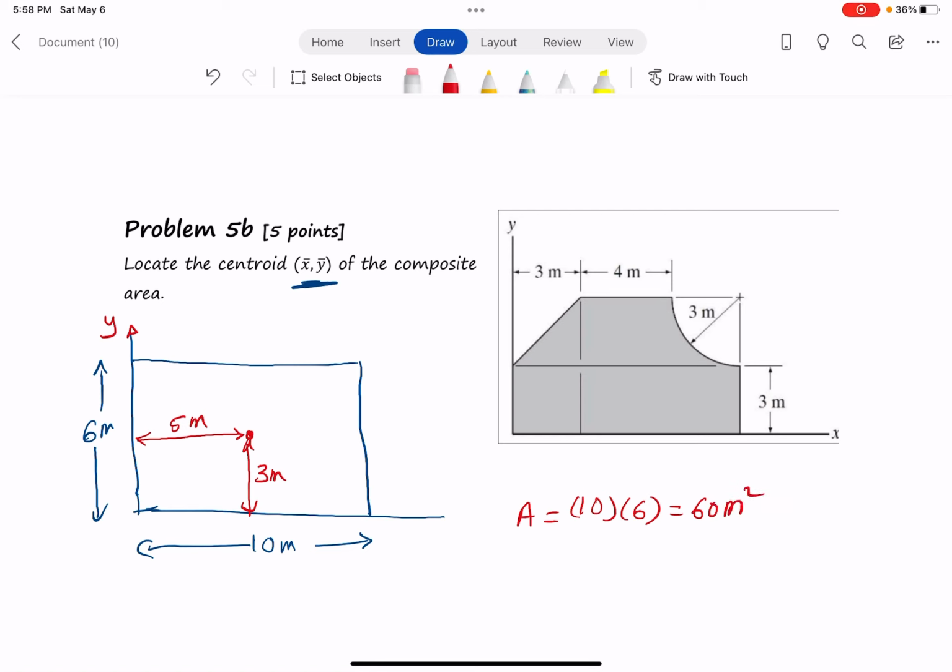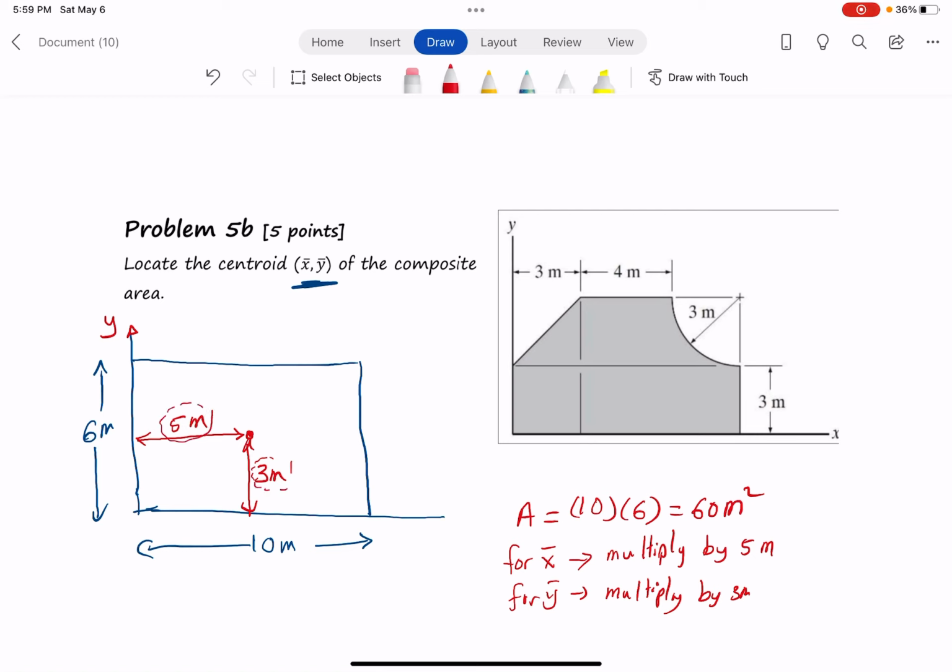And for the x bar calculation, you need to multiply it by 5 meters. For the y bar calculation, we should multiply it by 3 meter. Okay, so you multiply by the y for the y bar, and you multiply by the x for the x bar.